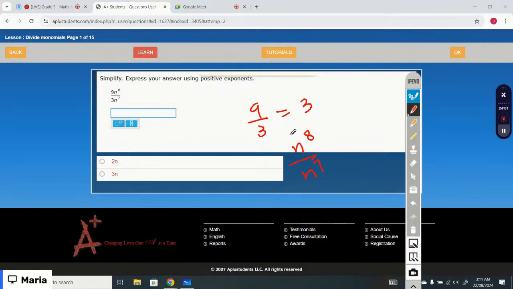So they have the same base, n is the same, right? So you can subtract their exponents, that would be 8 minus 7. So 8 minus 7 is 1. So the answer is 3n, and option number 2 is the correct option. Got it?